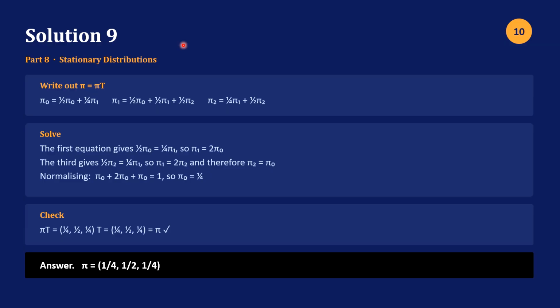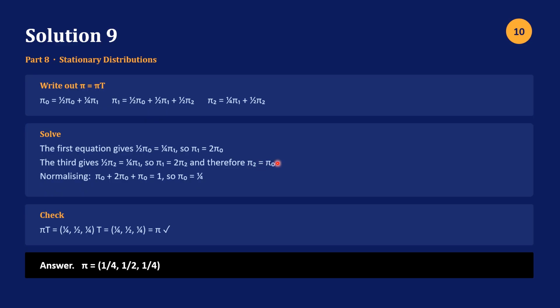From lesson 8, we know the way to find stationary distributions. We solve this system of equations, which I've multiplied out here. And then there's a fourth equation, pi sub 0 plus pi sub 1 plus pi sub 2 equals 1. From the first equation, we get pi sub 1 equals 2 pi sub 0. And from the third equation, we get pi sub 1 equals 2 pi sub 2. So we have pi sub 1 in both of these, which means 2 pi sub 2 equals 2 pi sub 0. So pi sub 2 equals pi sub 0.